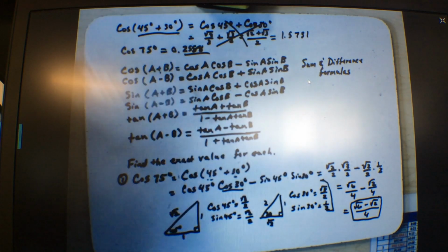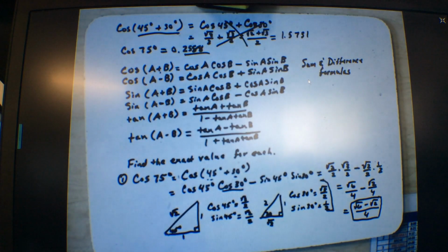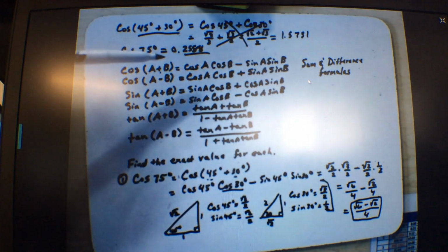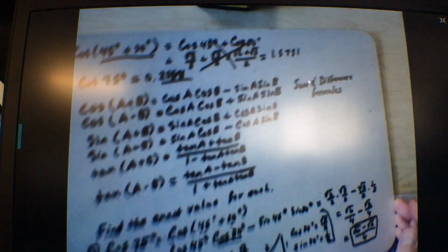Okay, so make sure you put parentheses around the square root of 6 and the square root of 2 when we subtract them. You should get 0.2588. Yep. All right. You understand the sum and difference plan. Now that was cosine, right?